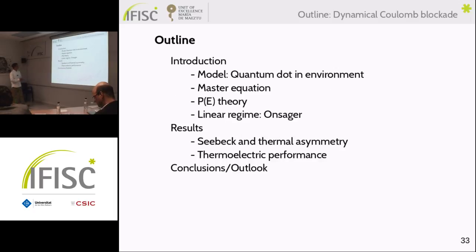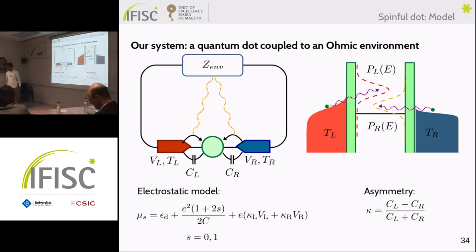So first of all, we will start with the model again, the quantum dot in the environment, then the master equation that we use to describe it, and then we will move to the P(E) theory that allows us to model the environment. Then we will talk about the quantities that we obtain in the linear regime through the Onsager matrix. And then we will move to the results of DCB and thermal asymmetry and the thermoelectric performance of this system. And finally, we will move to conclusions and outlook for this work.